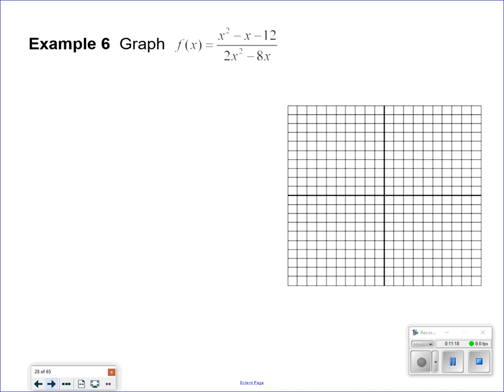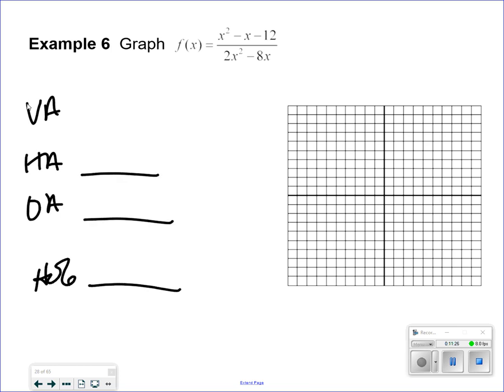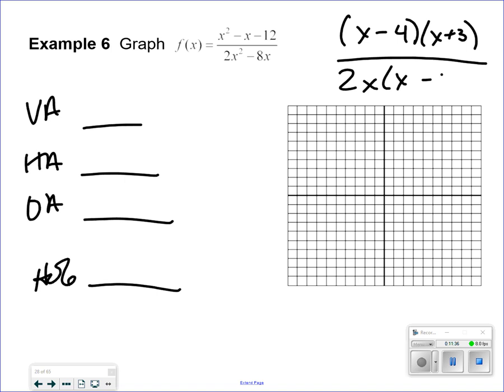Next one. Ooh, a lot of stuff going on here. I'm going to make my blanks now. Vertical asymptote, horizontal asymptote, oblique asymptote, and hole. First thing I should look for is a hole. So if the top is factorable, which it is, I should do that. If the bottom is factorable, which it is, I should do that. And I see there's a hole. Something is going to cancel.